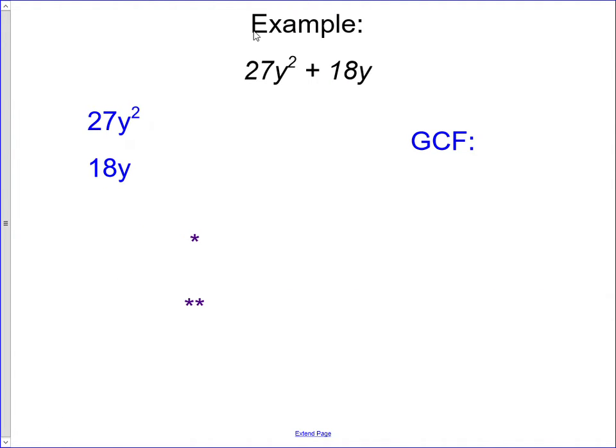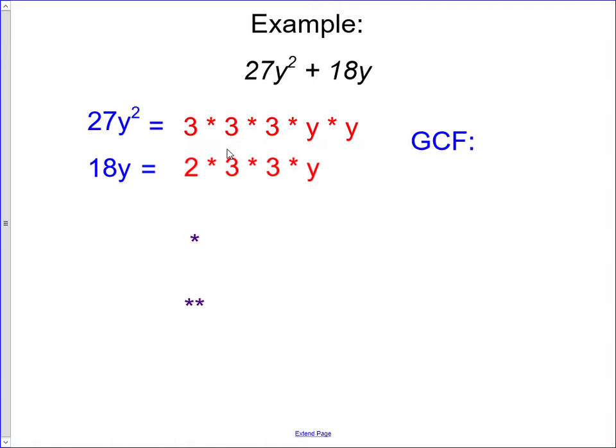Here's our first example. We have 27y squared plus 18y. Let's go ahead and prime factor both of these completely. For 27y squared, we have 3 times 3 times 3 times y times y. For 18y, we're going to have 2 times 3 times 3 times y.